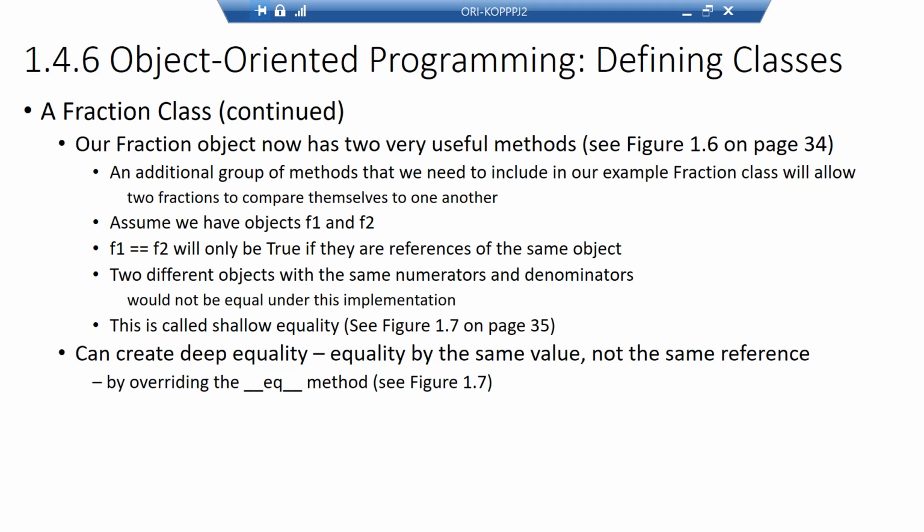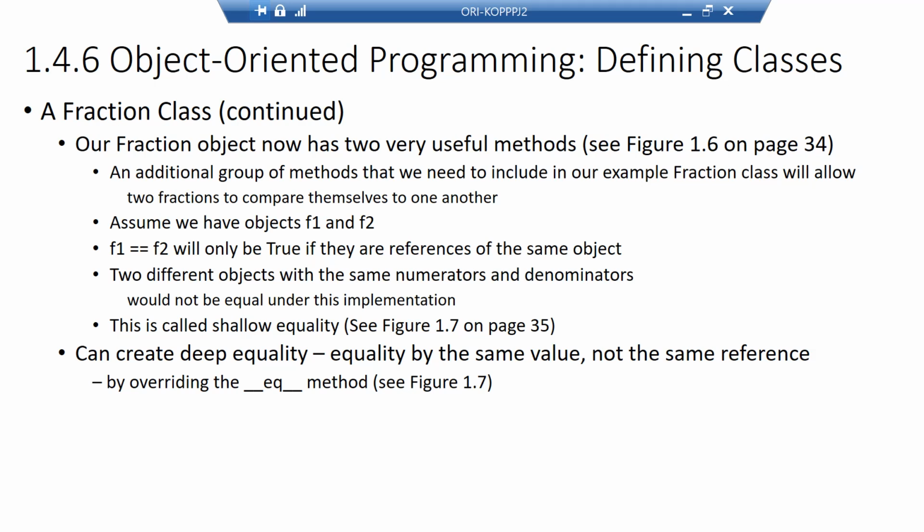But if we create two separate objects, F1 and F2, they are not pointing to the same one, so that would be false. Even if they have the same values in there, it would still be false. So we need to be able to fix that.